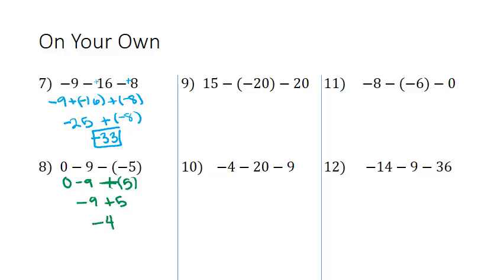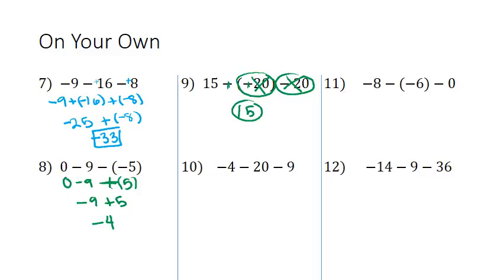Now in problem number 9, we have 15 minus negative 20 minus 20. So again, we can look at this and say, oh, well, I'm subtracting a negative, so that's going to be the same as adding a positive. So I can say this is going to be adding positive 20. And now I can say, oh wait, adding positive 20 and subtracting 20 is going to cancel each other out. Since those cancel each other out, my answer is just going to be 15.